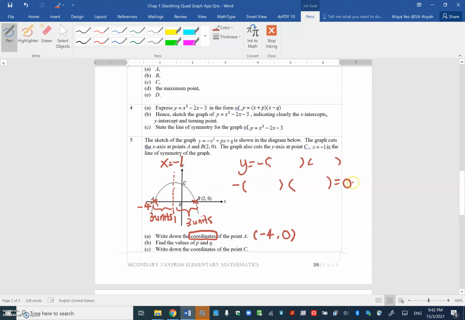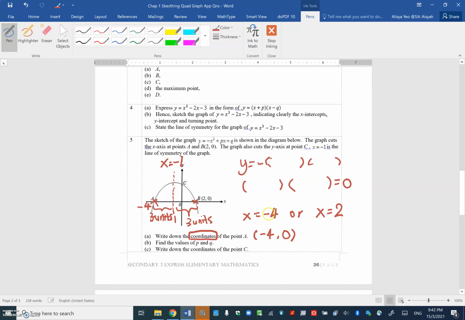Okay, so y equals 0. Now, if you're going to solve, you're going to get x equals -4 or x equals 2. So in this case, what you will do is you would have to remove this negative sign, or what I will say is multiply throughout by -1. Okay, so what you will have is just the two brackets equals 0. I'm going to just ignore this negative for now.